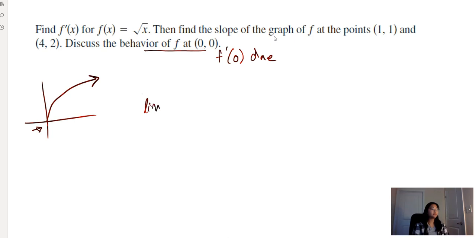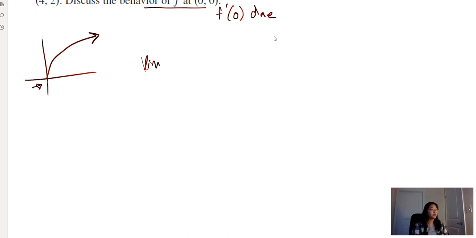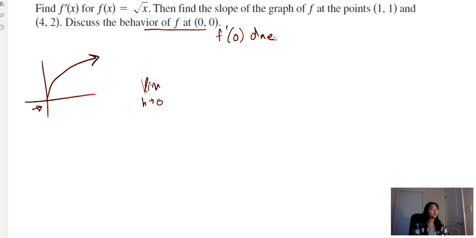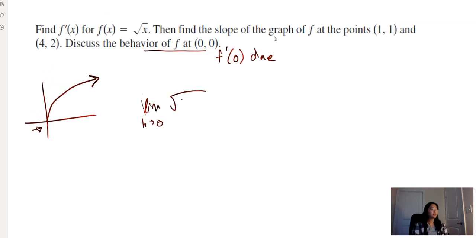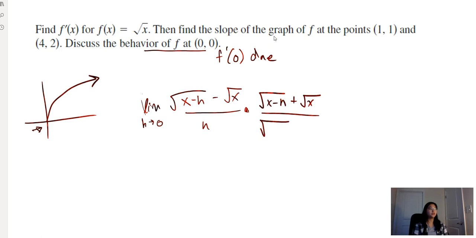Okay, so we have f prime for f of x equals square root of x, so I need my limit as h approaches 0 of square root of x minus h minus root x, all over h. And this looks like something that we can attack with a conjugate: root x minus h plus root x, all over root x minus h plus root x, and this is 1, right? So we can handle that. That's good.